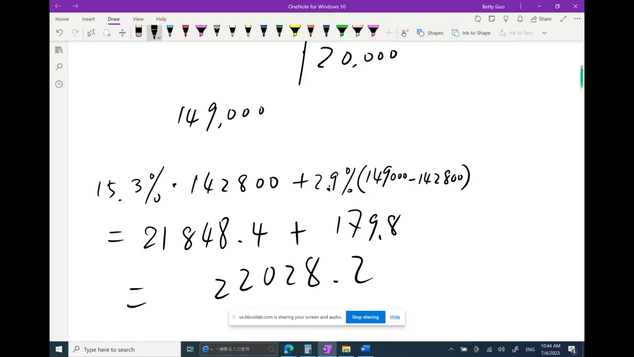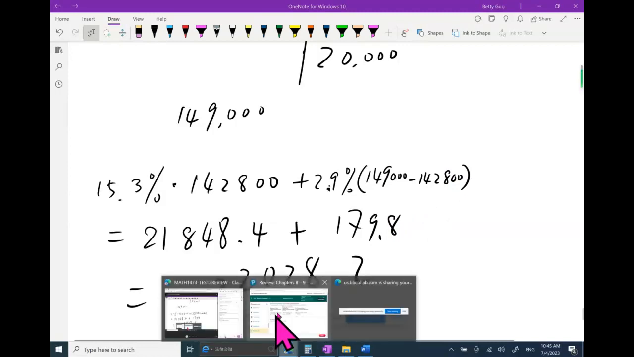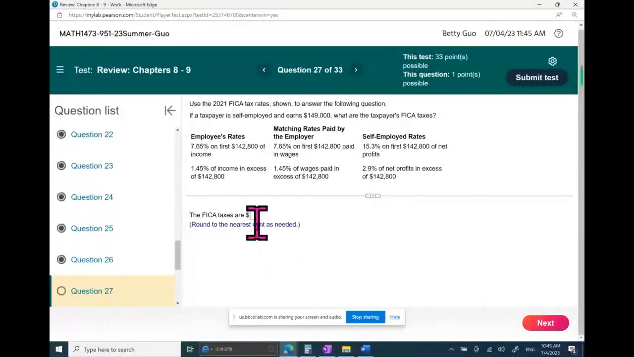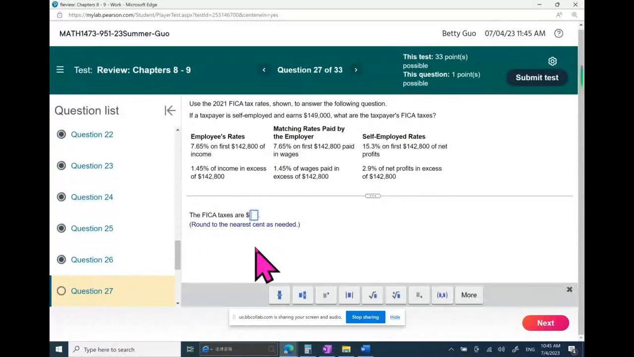149,000 minus 142,800. Be very careful with the numbers. 2.9%. 0.153 multiplied by 142,800. It never hurts if you double check your result. 21848.4. Okay. So the answer is going to be 22028.2. Let's see how we round it. Round to the nearest cent, okay, as needed.